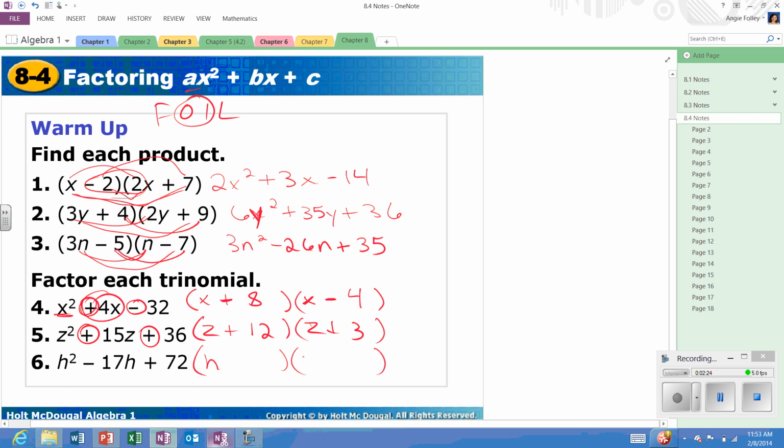And then on this last one, I've got h and h. And I know I'm going to have the same sign, since this is positive, and that sign is going to be negative, so that my middle becomes negative. So the two numbers that multiply together to give me 72, but add to give me 17, are 9 and 8. So if I have a negative 9h and a negative 8h, if I combine those, I'm going to get negative 17.